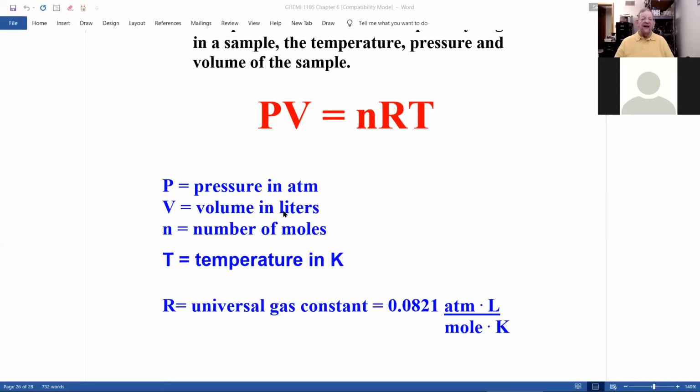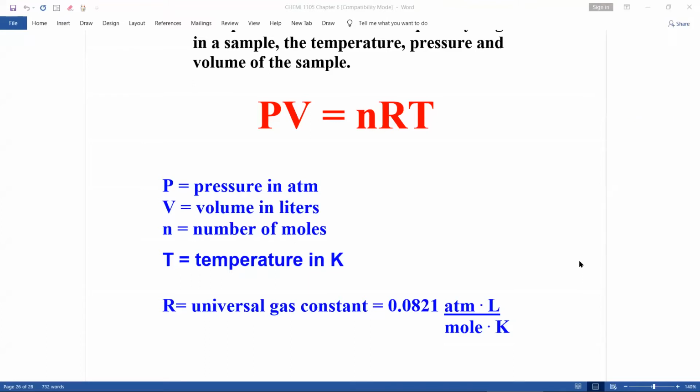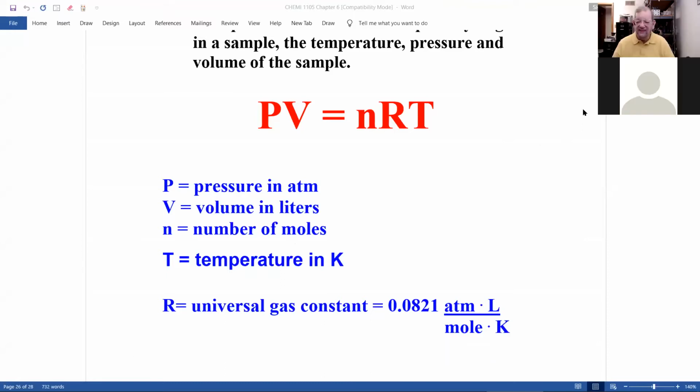All right, everybody see PV equals nRT on the screen? Thank you, thumbs up, people. All right, we're talking about the ideal gas law, PV equals nRT.